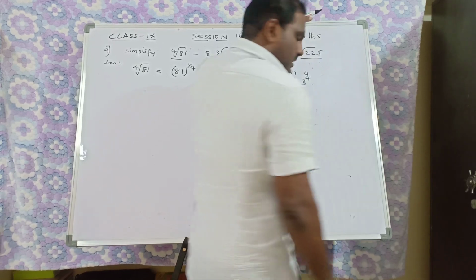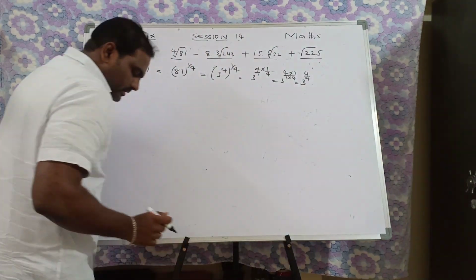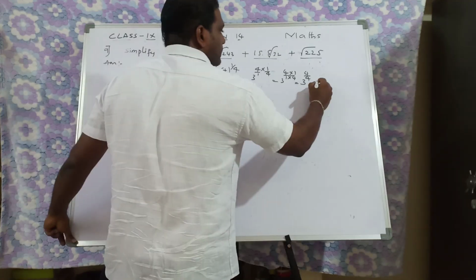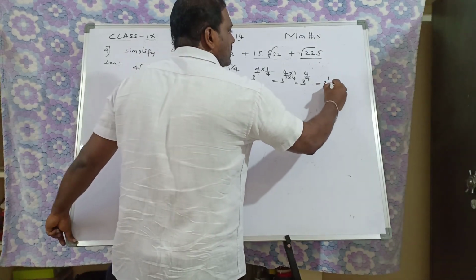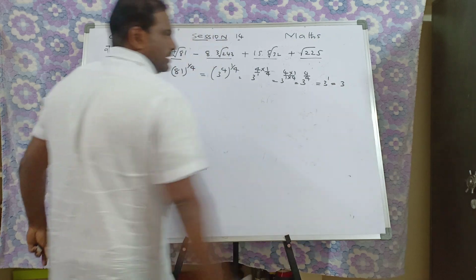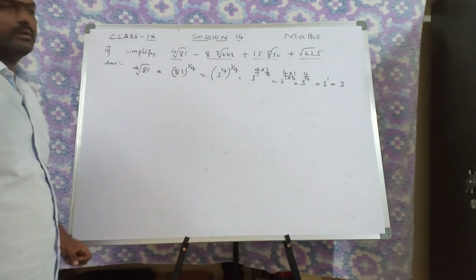I am rubbing here. Some of the students are writing directly, it's not correct. So the answer is 3 power 1. 3 power 1 is nothing but 3. So this is the first step.